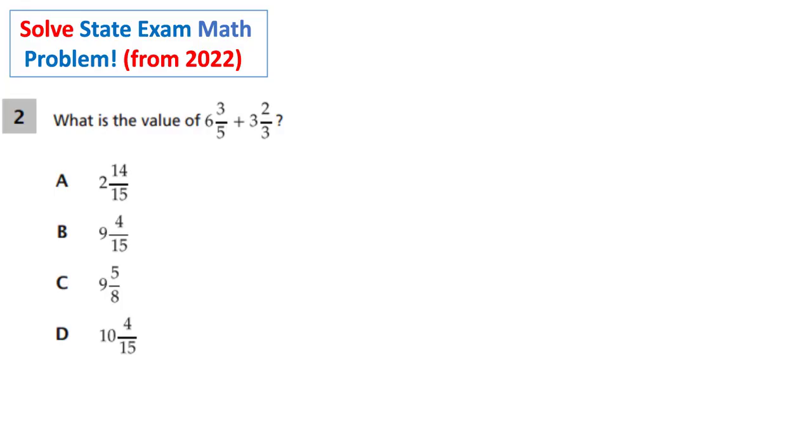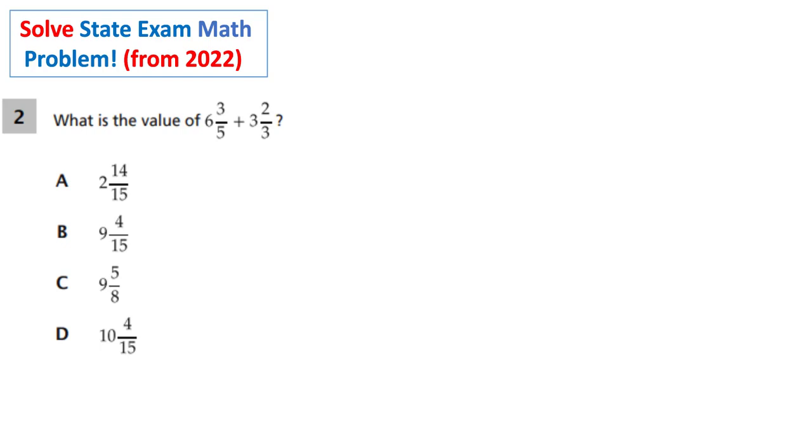All right, so we've got a math problem here, and I'm going to walk you through it step by step. It's all about finding the sum of two mixed numbers. What is the value of 6 whole 3 over 5 and 3 whole 2 over 3? Now pay close attention. We're going to solve this together.